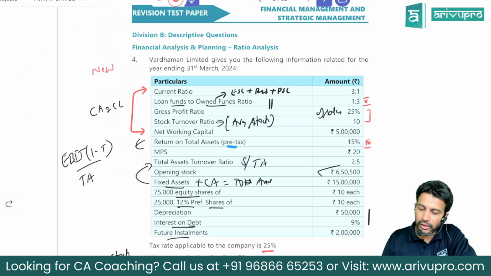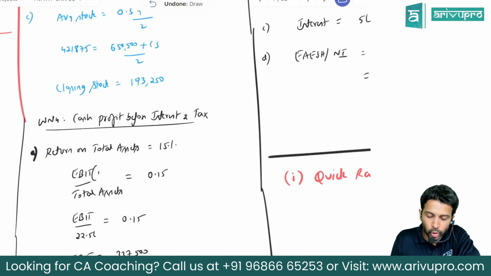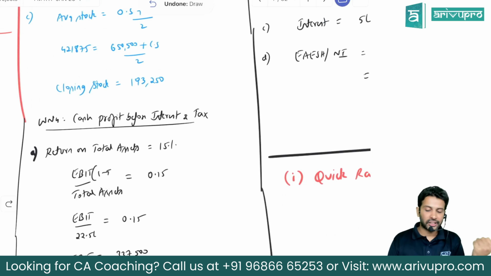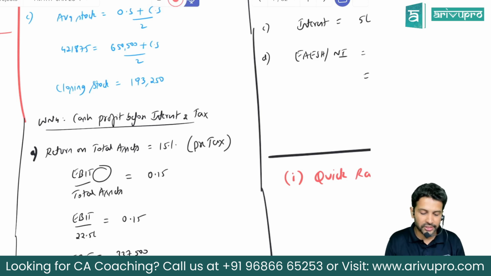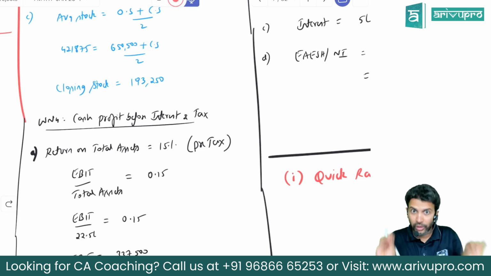So what formula will you write for return on total assets? EBIT divided by total assets. Don't do 1 minus tax rate, because if you do 1 minus tax rate, you will get a post-tax basis. But in the problem, they clearly told us this return on total assets is on a pre-tax basis. Hence I have not done 1 minus tax rate. Don't compare with the book and say you did not do it. I am clearly telling you now why we did not do it.